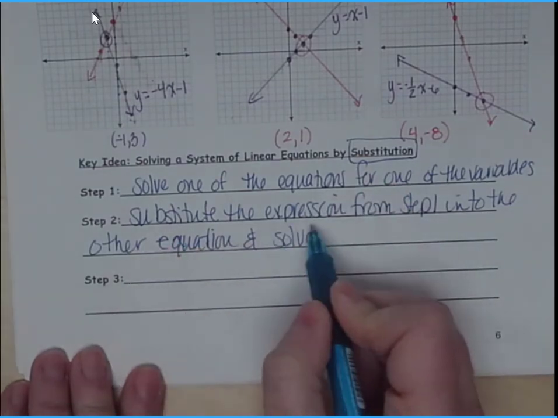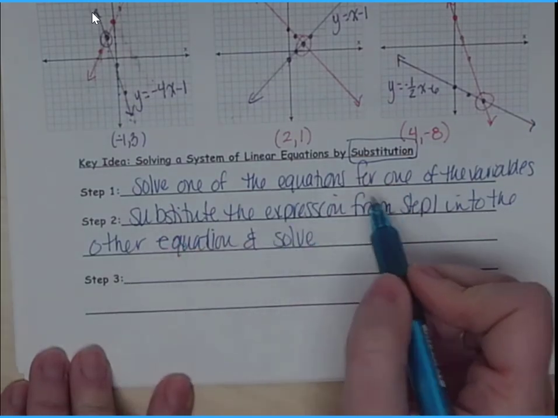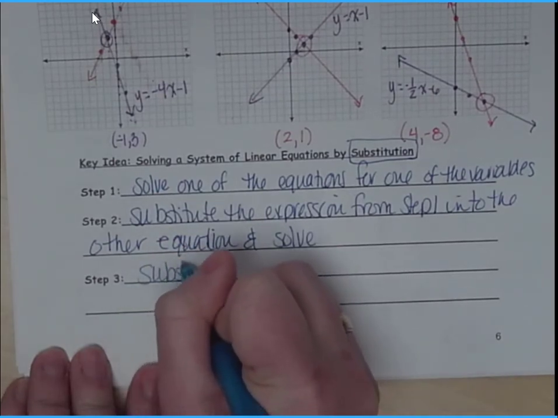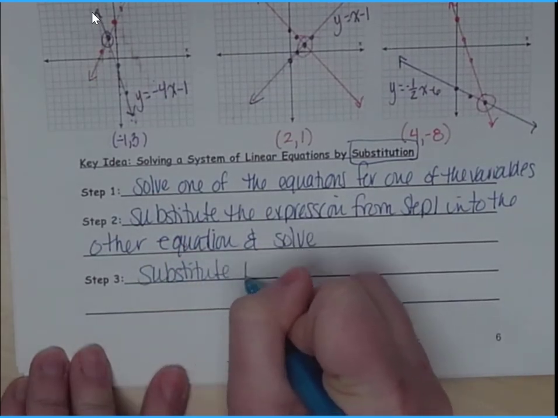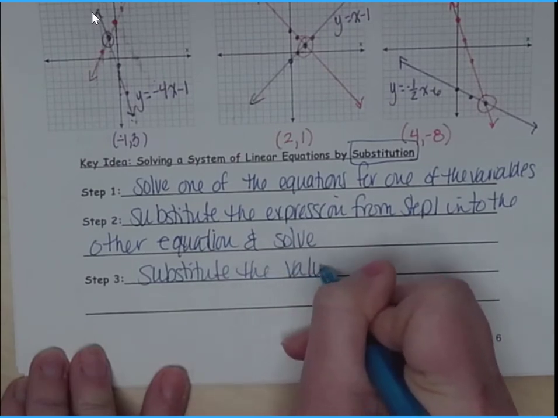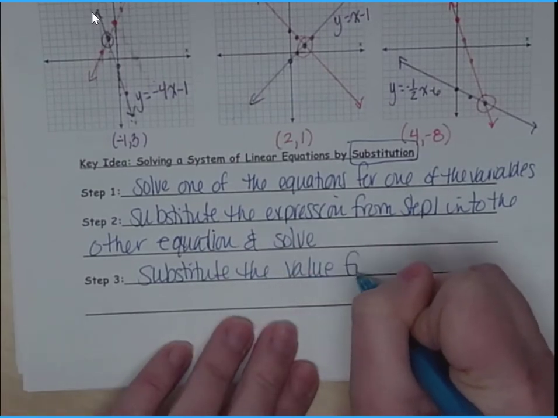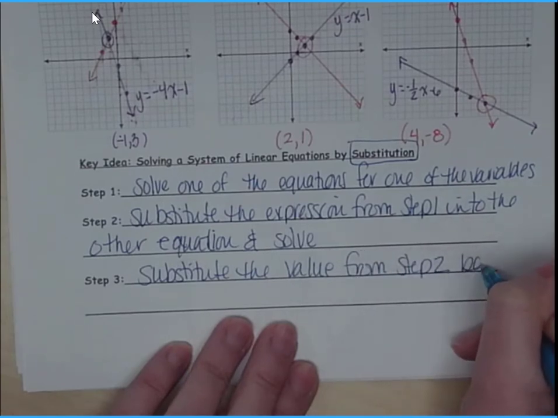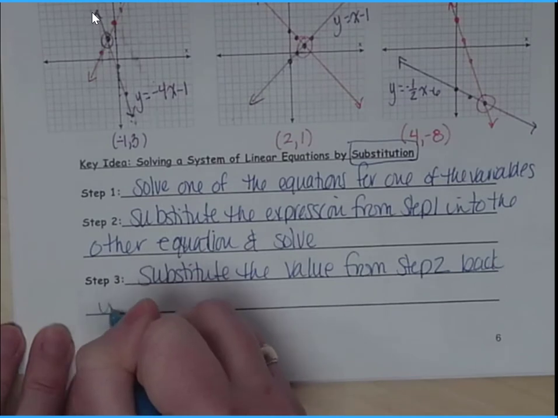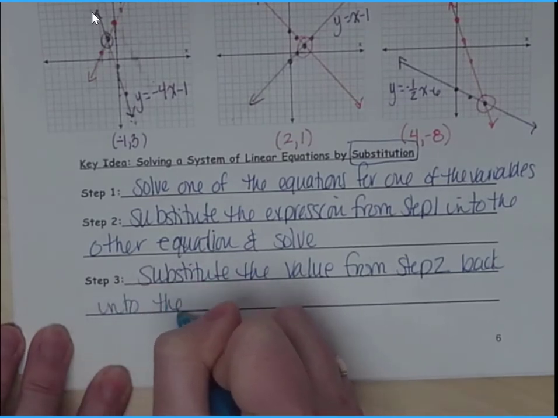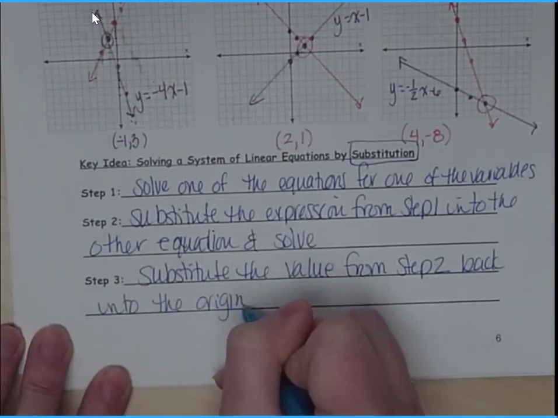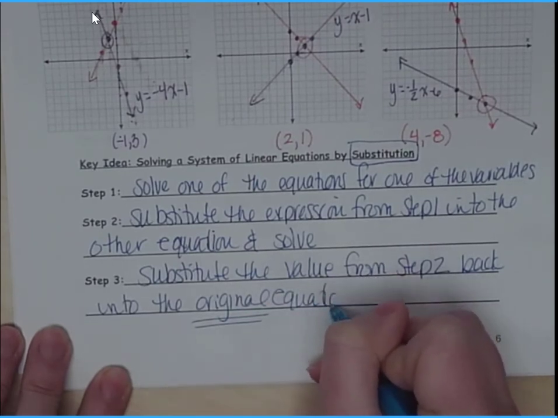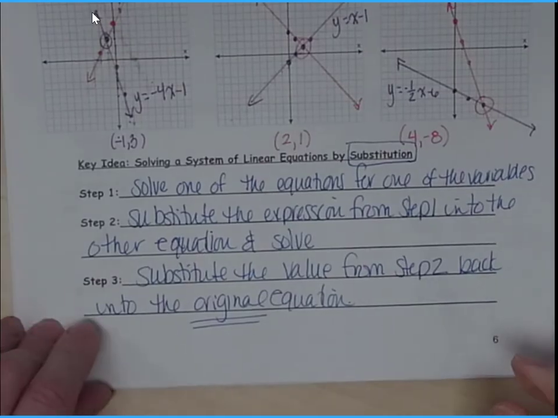Next, we're going to take that answer, so we'll have an x equals 5 or a y equals 2. Then we'll substitute or replace the value, because we now have a y equals 7, from step 2 back into the original, now that's the key there, equation. So what does that all look like?